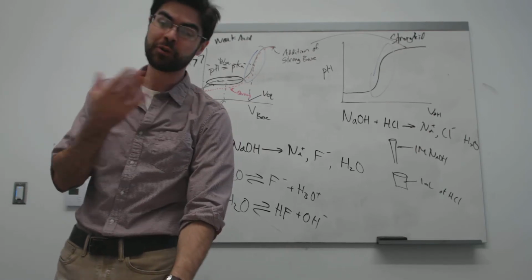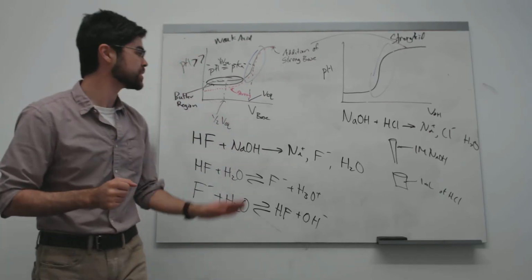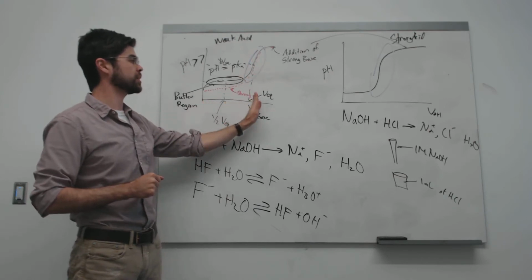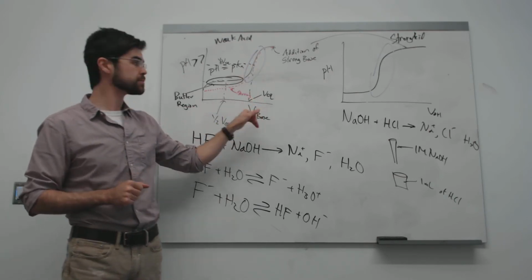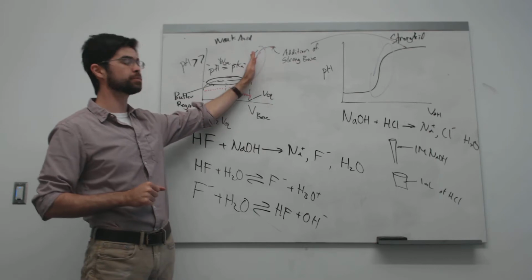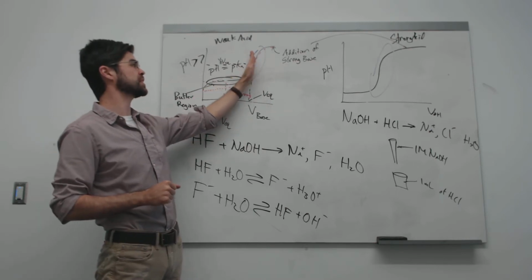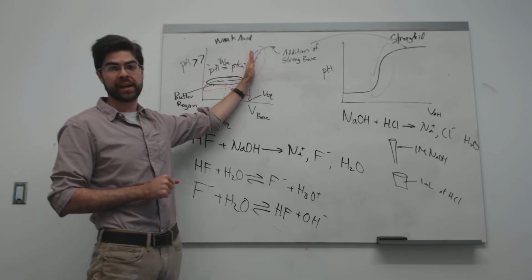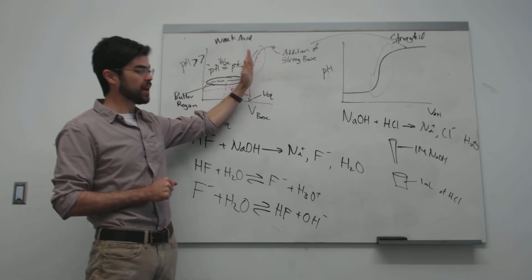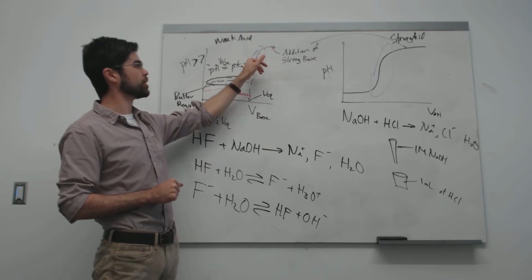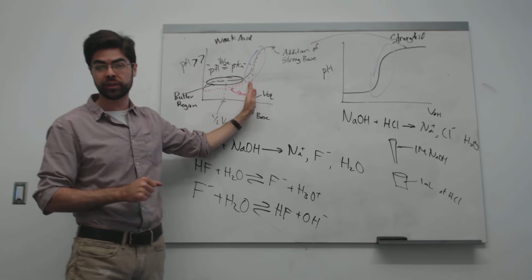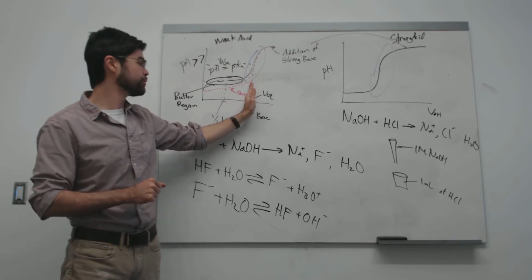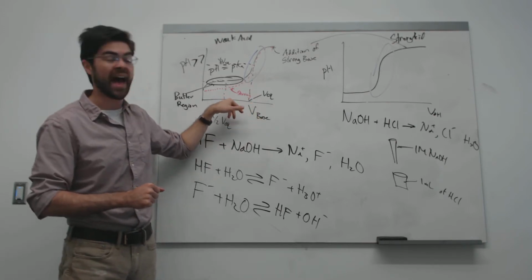Second question, how do you find the half equivalence point? So you figure out whatever the equivalence volume is. If you're looking at the graph, it should be fairly obvious. It's wherever you see the sharp rise in the pH, and basically the midpoint of that rise, that is the equivalence volume. The half equivalence volume is just half of that.